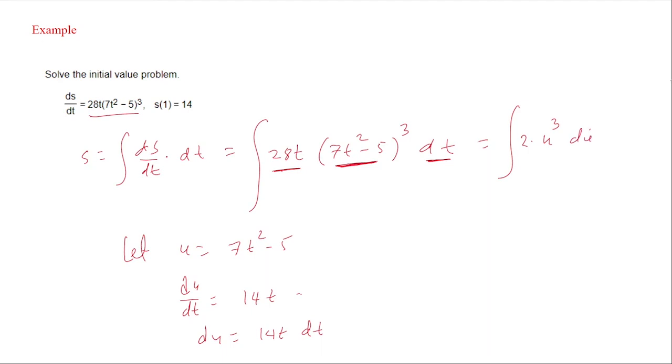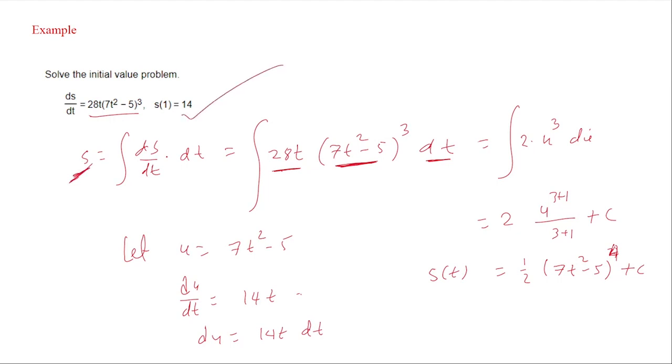Okay, so now this is a very simple problem because I can bring this 2 outside and I can find the integration of u cube. That would be u to the power 3 plus 1 over 3 plus 1 by using the power rule of integration. So that is 2 over 4, which is 1 over 2, u to the power 4. But remember, u is 7t square minus 5, so this is one half times (7t square minus 5) to the power 4 plus a constant. So that is the value of s of t. That's s. That is the value of the function.